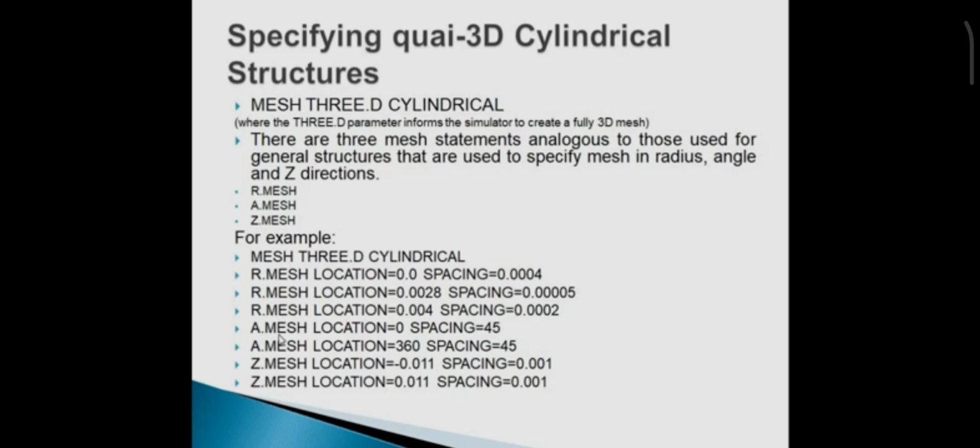Here the r dot mesh lines are similar to the familiar x dot mesh and y dot mesh, except that r dot mesh location and spacing are radial relative to the z axis in microns. The location and spacing on the a dot mesh line specify location and spacing in degrees of rotation about the z axis. The z dot mesh lines are exactly the same as we have already discussed in the last slide. Next slide please.